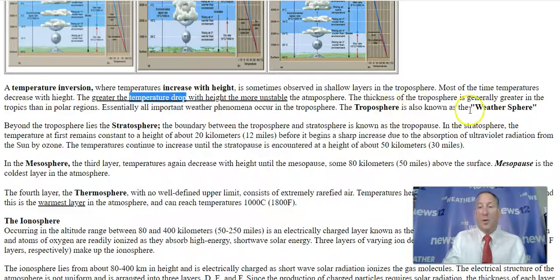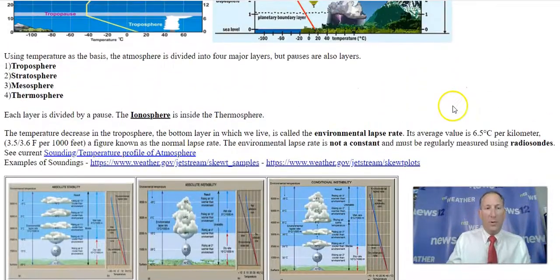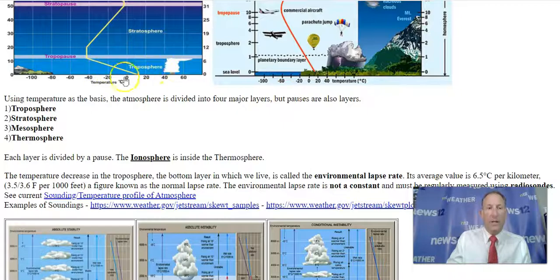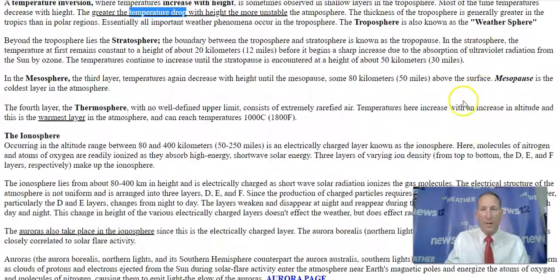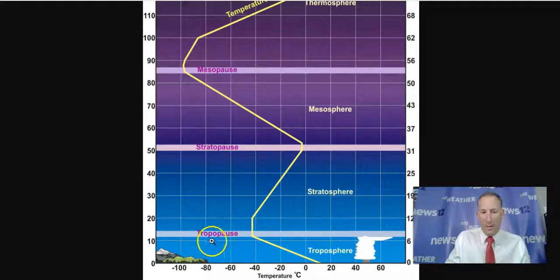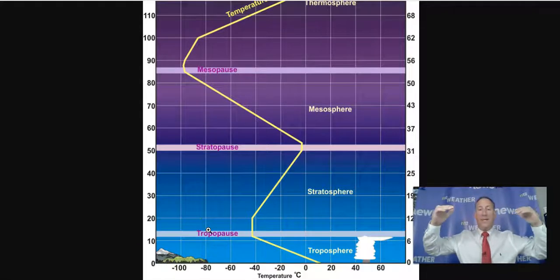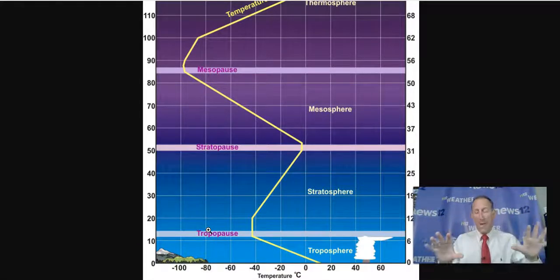The troposphere is known as the weather sphere. This is where all important weather phenomena occur, in the weather sphere, which is the lowest layer of the atmosphere. Okay, that is our troposphere, also known as the weather sphere. So down here, here's Mount Everest. So generally under about 30 to 40,000 feet, that's where the troposphere is. That's where we have all of our weather phenomena.